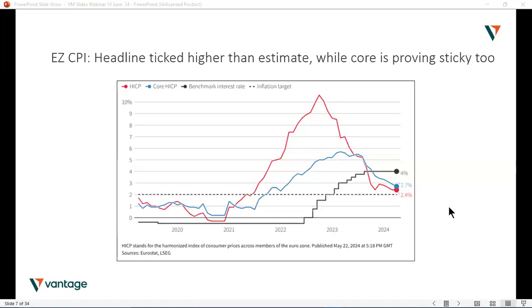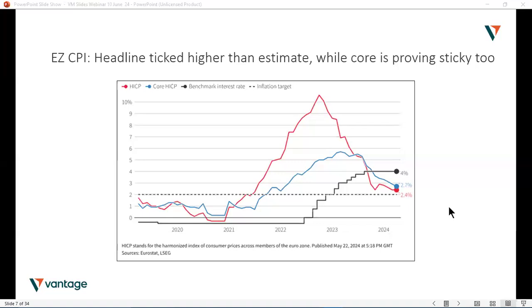We did have the quarterly staff economic macro projections. The 2024 and 2025 headline and core inflation forecasts were raised, and the 2026 headline is expected to print at 1.9%. From a growth perspective, GDP was raised in 2024 by more than expected, but 2025 was lowered, as expected, pretty much. So that was the start of the ECB.